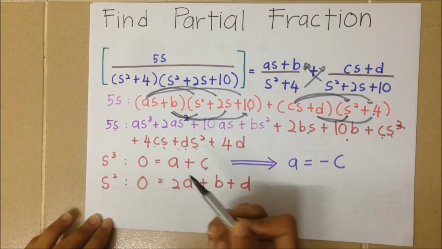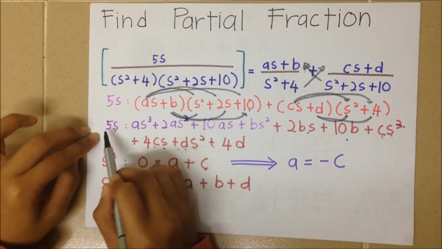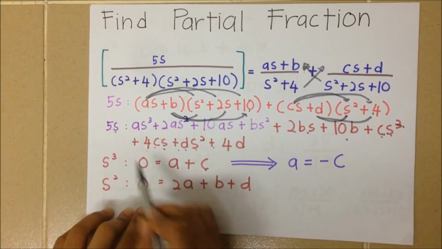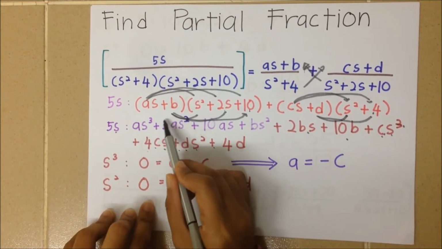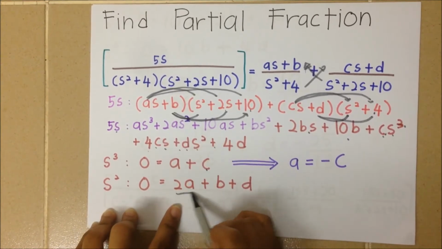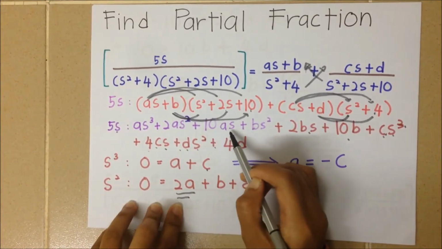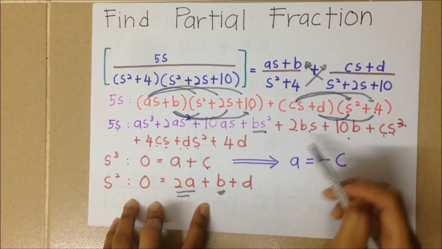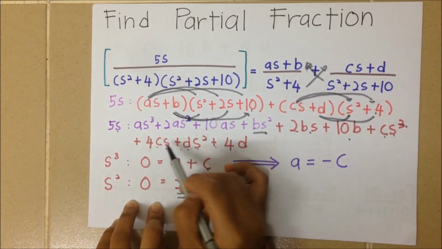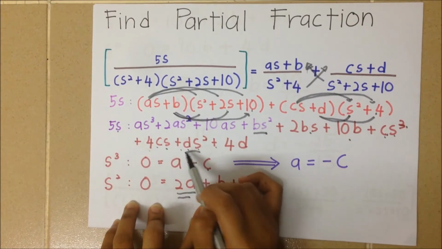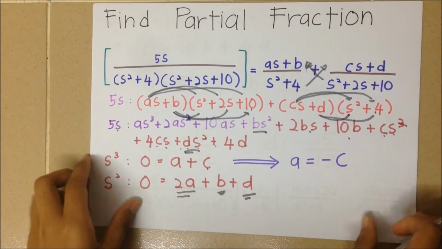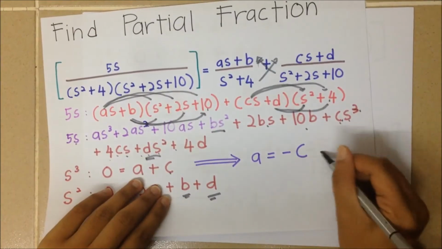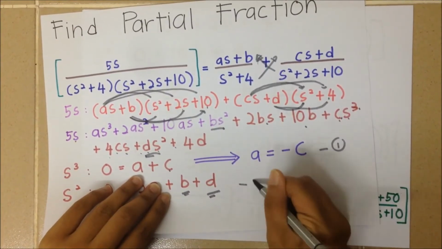Untuk S squared pula, kita jalan-jalan lagi. Yang ni kita tak ada S squared. So kita letak kosong. Equal to, jalan-jalan kita jumpa 2A. Kita keluarkan 2A. Lepas tu kita jalan-jalan lagi jumpa BS squared. Kita keluarkan B. Dan yang ni kita jalan-jalan, lepas tu kita jumpa DS squared dan kita keluarkan D. Okay, equation ni yang equation pertama, ni equation kedua.